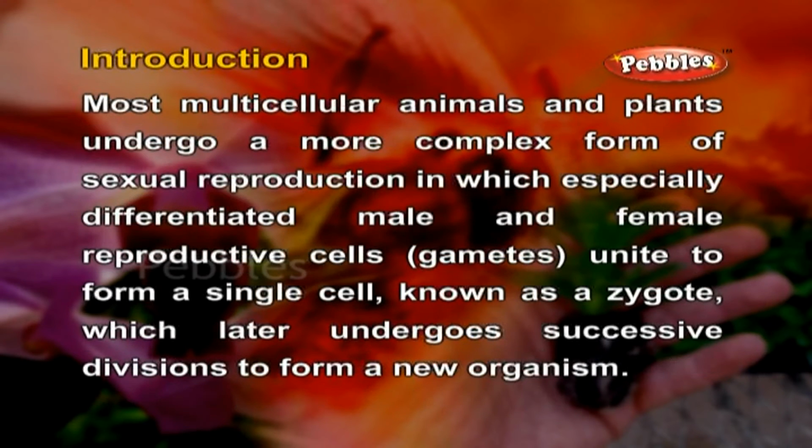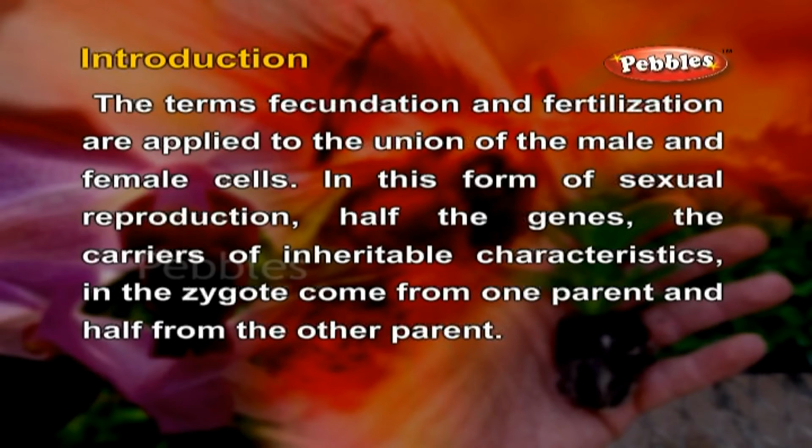produced. Most multicellular animals and plants undergo a more complex form of sexual reproduction in which especially differentiated male and female reproductive cells or gametes unite to form a single cell known as a zygote, which later undergoes successive divisions to form a new organism. The terms fecundation and fertilization are applied to the union of the male and female cells. In this form of sexual reproduction, half the genes, the carriers of inheritable characteristics in the zygote, come from one parent and half from the other parent.